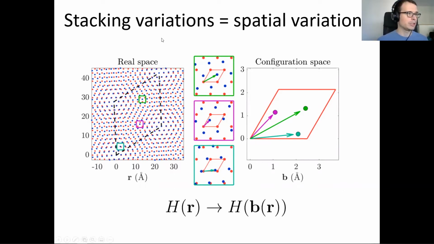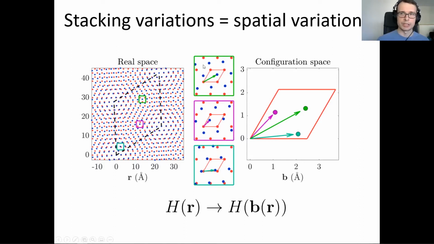So what I'm showing here is the connection between stacking variations between the layers and spatial variations across your Moiré superlattice. If you have a twisted Moiré pattern, here I've zoomed in on a single supercell of this pattern. I've drawn a dashed line to indicate this periodicity between the aligned stacking areas and the misaligned stacking areas. And I've drawn 3 colored boxes, which I now zoom in on to look at the local stacking alignment between the layers. So the trick is basically to draw a unit cell connecting the red atoms of one layer and to look at what the shift is in the blue lattice relative to that red unit cell.